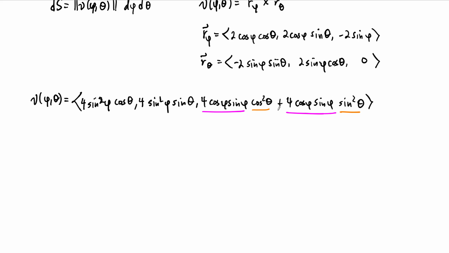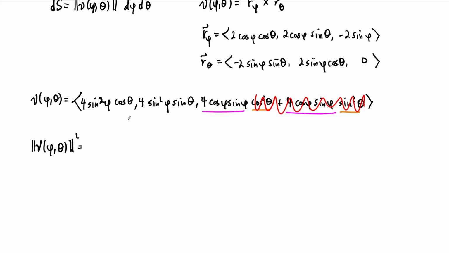The rest of it's just 1. And so what's left here is just 4 cosine phi sine phi. All right, so we'll use that. Now what we need to do is compute the length of this normal vector nu. And I'm going to do the length squared because it's almost always easier. And I'm going to group this, okay?